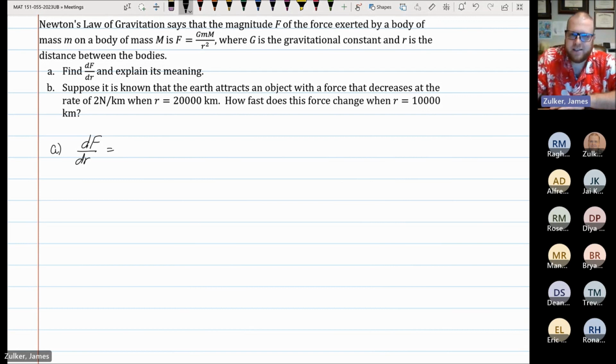Well, G is a constant. It's the universal gravitational constant. M, little m and big M, mass. Is mass constant?